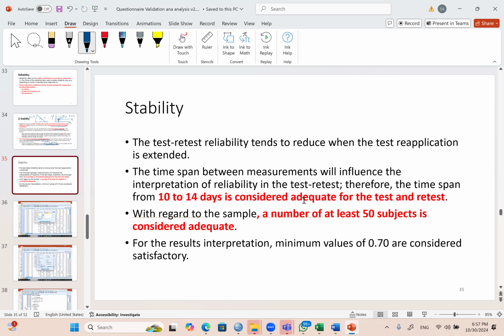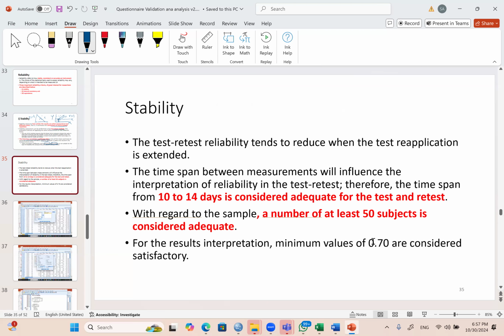With regard to your sample, if you are checking a questionnaire and you want to find its stability, which is a form of reliability, you administer it twice to the same set of people. You need to space it 10 days apart, and you need at least 50 subjects to consider this adequate. And we're looking for a minimum value of 0.7 for the intra-class correlation coefficient.